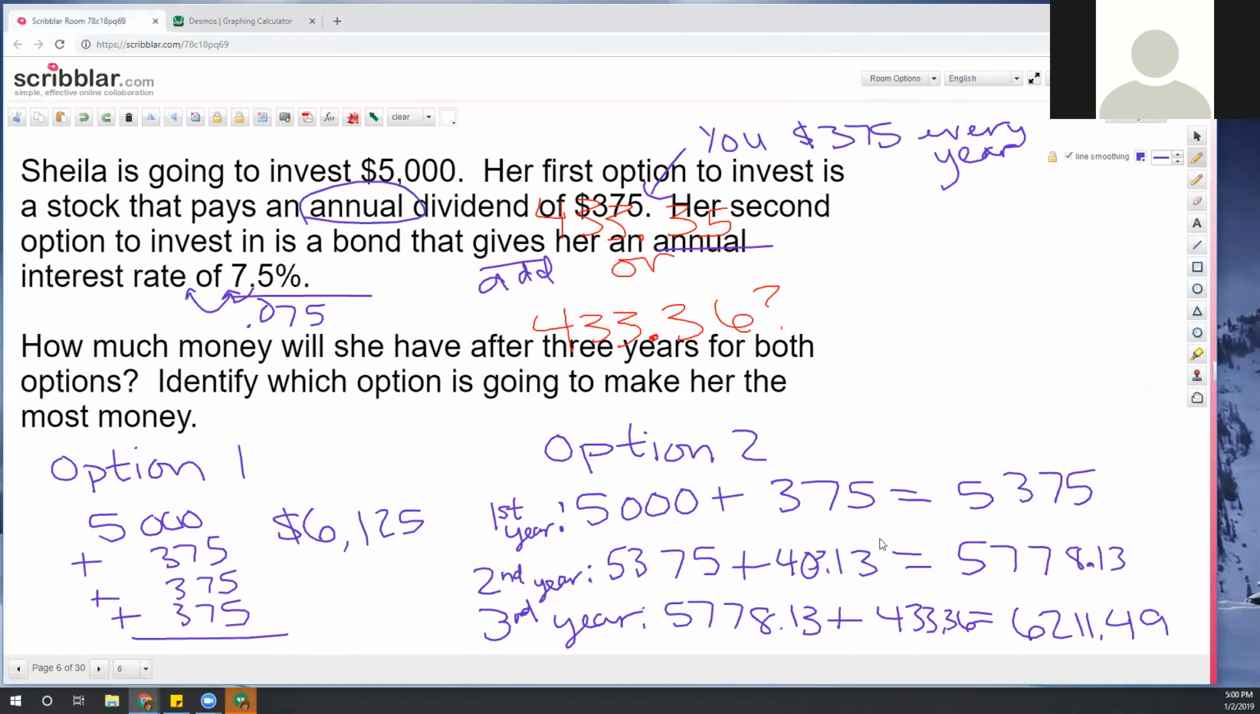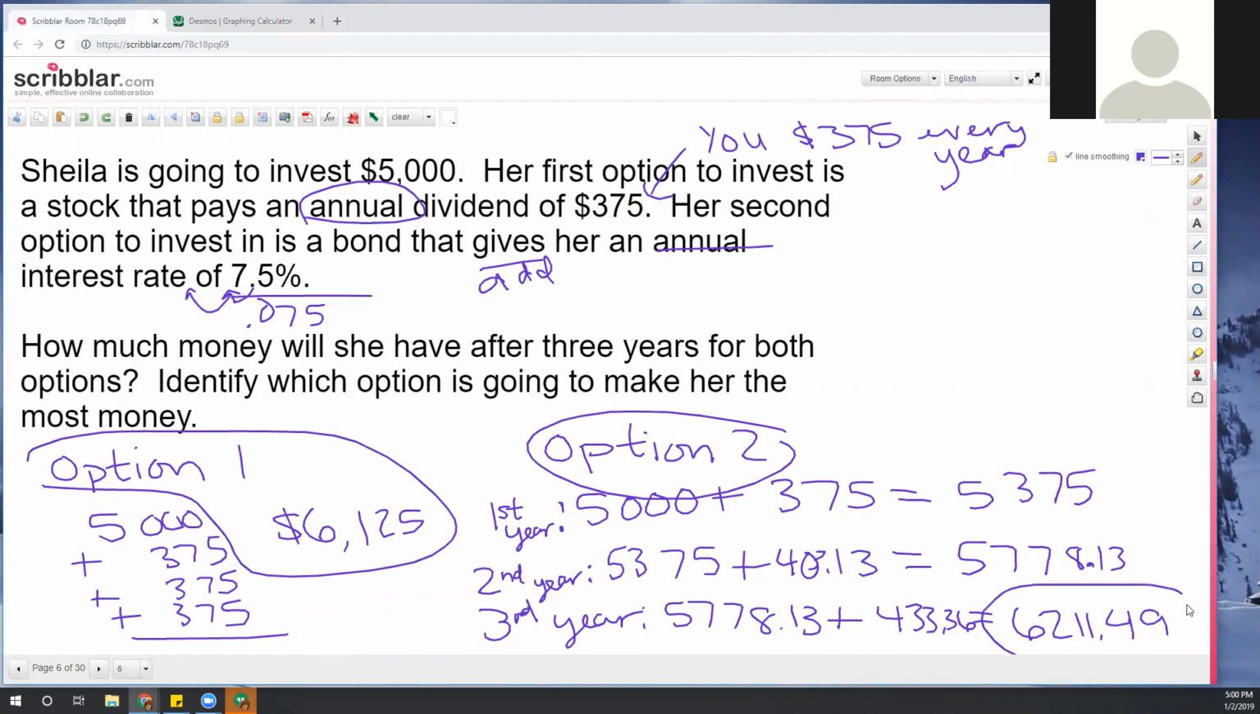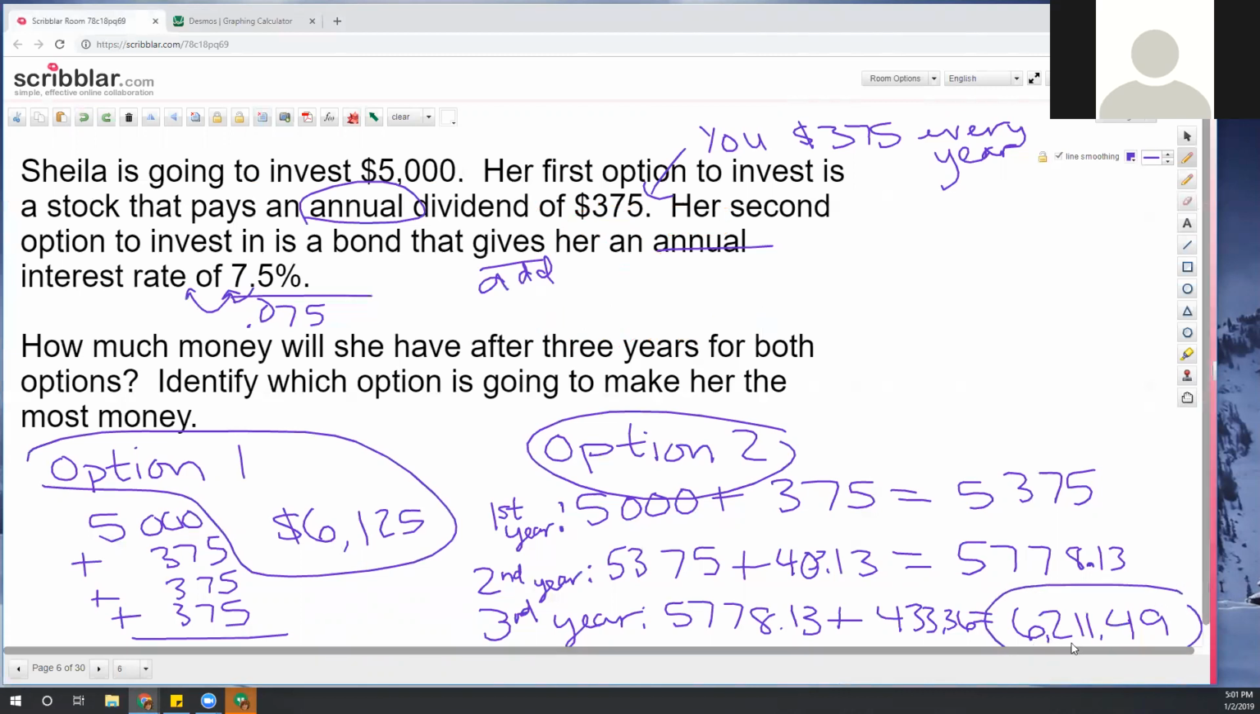So now we have to make our conclusion. Option 1, we ended up with the 6,125. Option 2, we ended up with $6,211.49, which is our better option. Option 1 or option 2? Which one makes the most money? Option 2. Good.